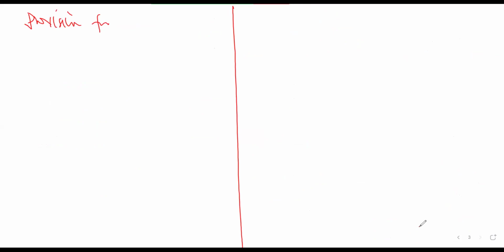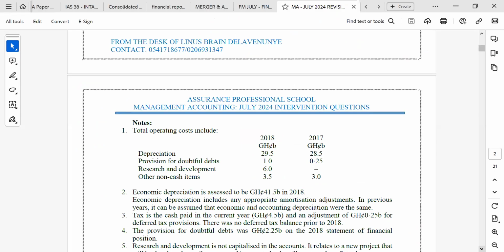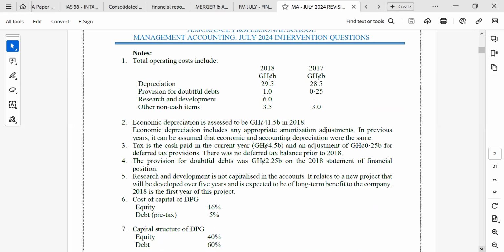Yes, now Benjamin, your hand is up. If you read note four, they said the provision for doubtful debt was 2.25 on the 2018 financial statement. That means they have totalled it, and 2.25 is the total figure. But these are the figures charged on the profit or loss. That 2.25 is the figure shown on the statement of financial position. For provision for doubtful debt, what do we do? At the end of the day, we look for the increase in the provision. We charge only the increase. So this is the provision itself for 2018. That is the total provision. But the portion that has been charged to 2018 is 1 million.